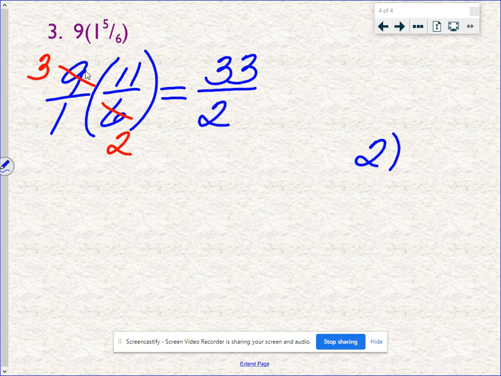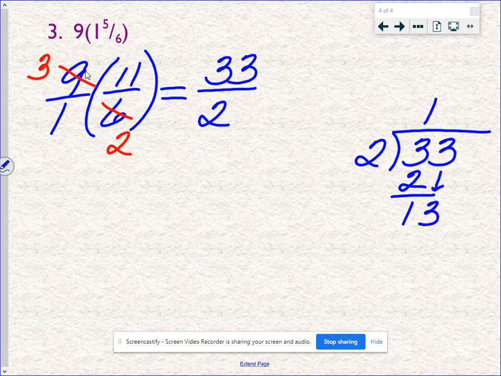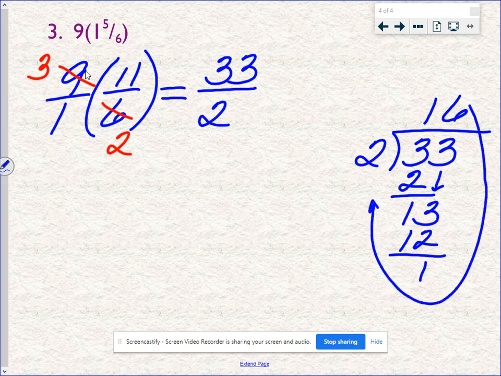Now it's time for our fishhook. 2 goes into 3 1 time. Bring down my 3. 2 goes into 13 6 times. and we get 16.5 as our answer.